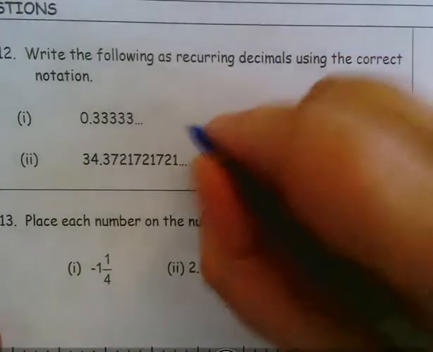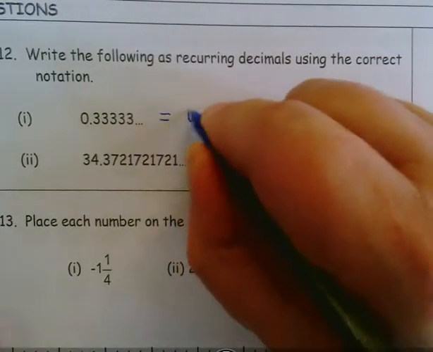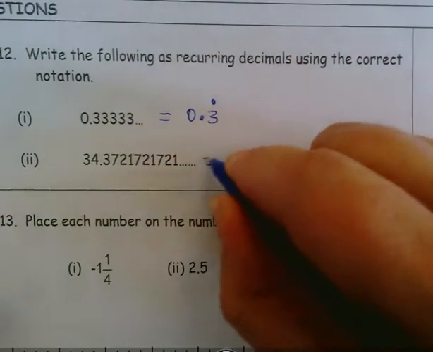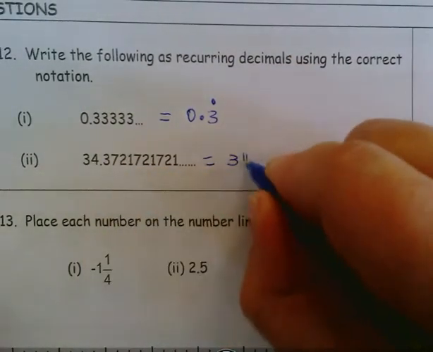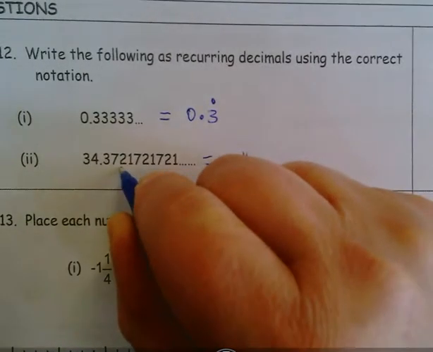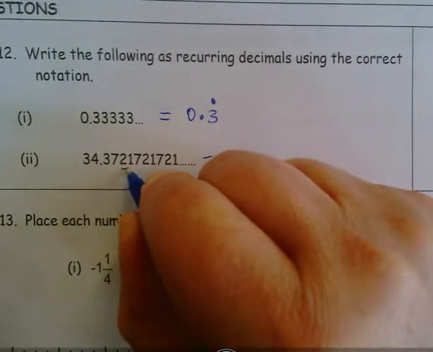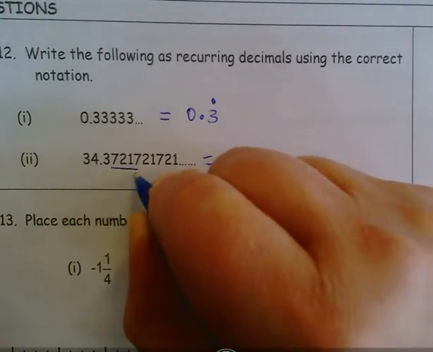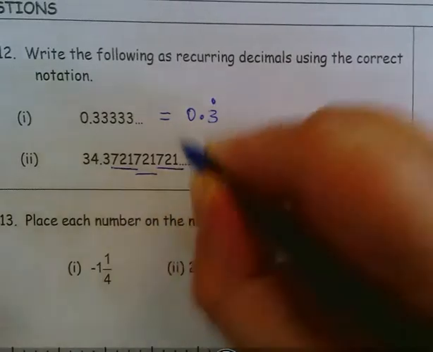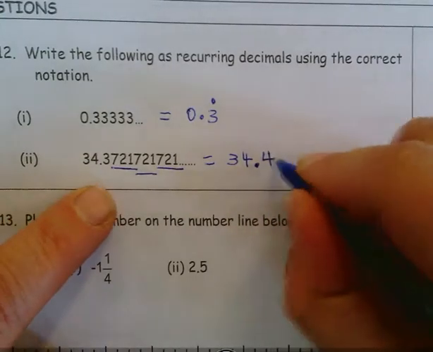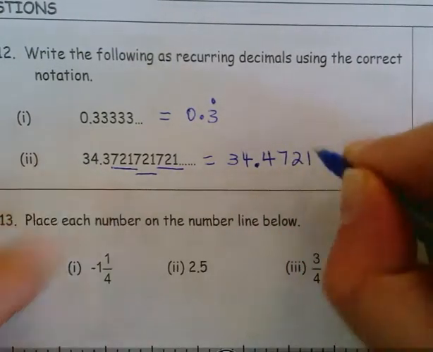Question 12. Write the following as recurring decimals using correct notation. 0.3, only the 3 repeats. And this one, the 34 does not repeat. What's repeating here? The 3, 2, 7. It's 721, 721, 721. So it's the 721 that repeats. So it's 34.3, and it's the 721 that repeats.